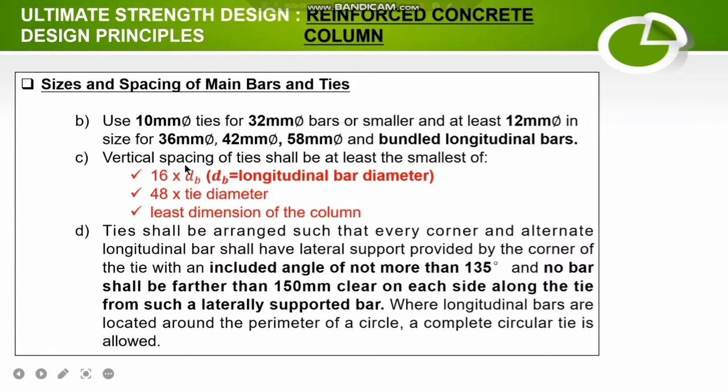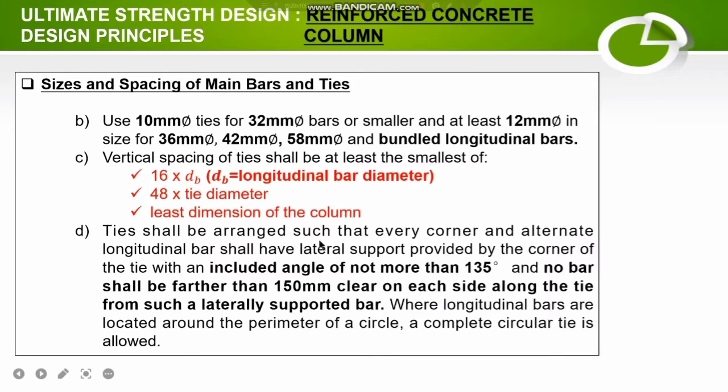The vertical spacing of ties shall be at least the smallest of the three. So it is very clear that the vertical spacing of ties shall be at least the smallest of 16 times dB, where dB is the longitudinal bar diameter, 48 times the tie diameter, and the least dimension of the column.